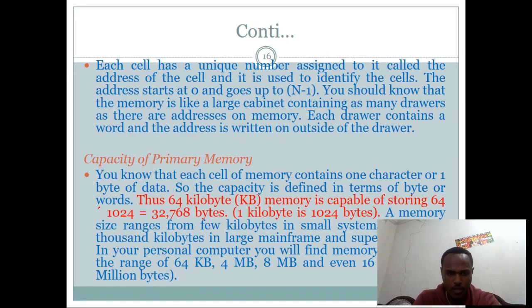Here is the calculation for the capacity of memory. 64 kilobyte is equal to 1024 bytes, and 1 kilobyte is equal to 1024 bytes. Memory size ranges from a few kilobytes in a small system to several thousand kilobytes in large mainframes and supercomputers. A memory capacity may be 64 kilobytes, 4 megabytes, 8 megabytes, or even 60 megabytes.